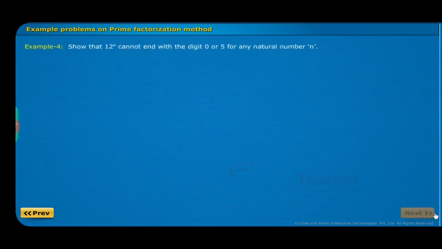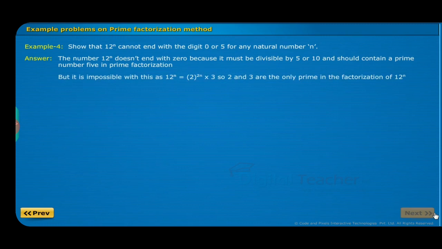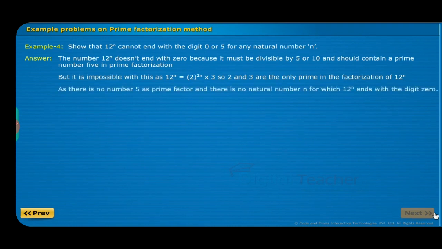Show that 12 power n cannot end with the digit 0 or 5 for any natural number n. The number 12 power n does not end with 0 because it would have to be divisible by 5 or 10 and contain the prime number 5 in its prime factorization. But this is impossible, as 12 power n is equal to 2 to the power of 2n into 3. So 2 and 3 are the only primes in the factorization of 12 power n. As there is no prime factor 5, there is no natural number n for which 12 power n ends with the digit 0.